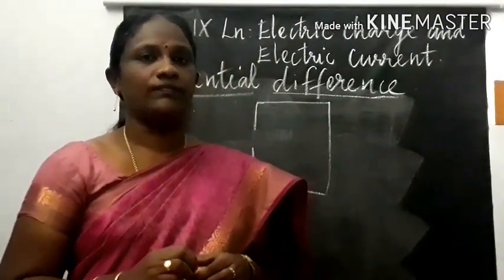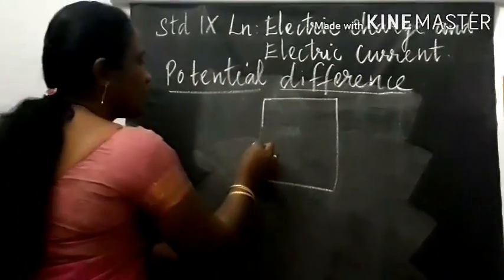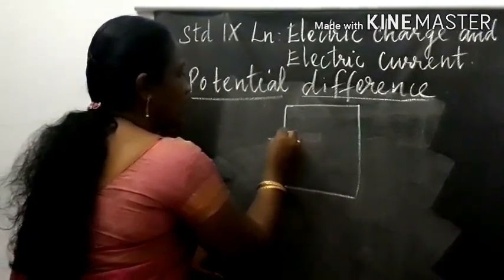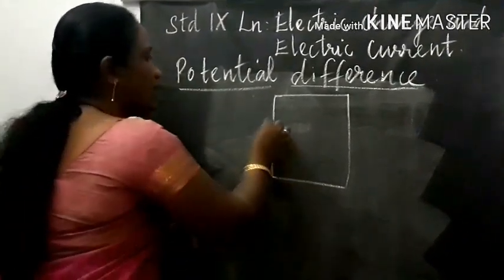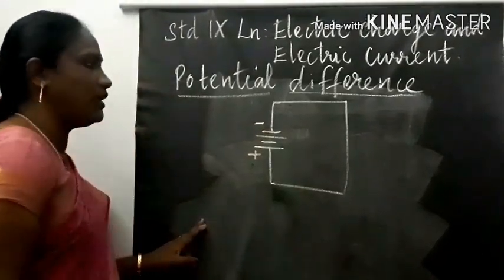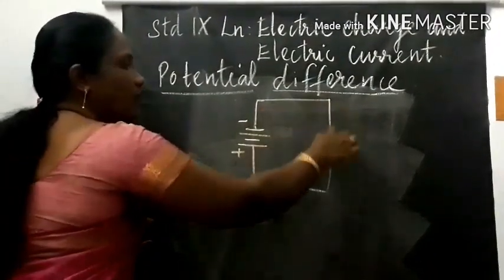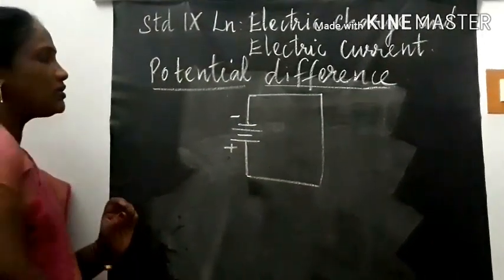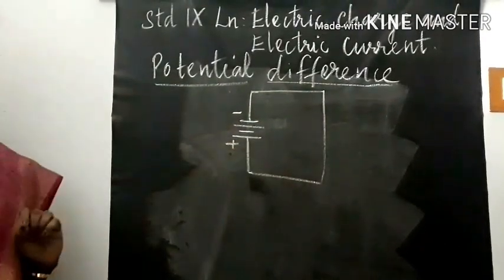What is potential difference? Now here we are having just a connecting wire and now this connecting wire is connected by means of a battery in between. What is a battery? Collection of cells. Okay, so here I am having a battery. The long line is the positive terminal and the short line is the negative terminal. Now what happens here? The electron starts flowing in the connecting wire.